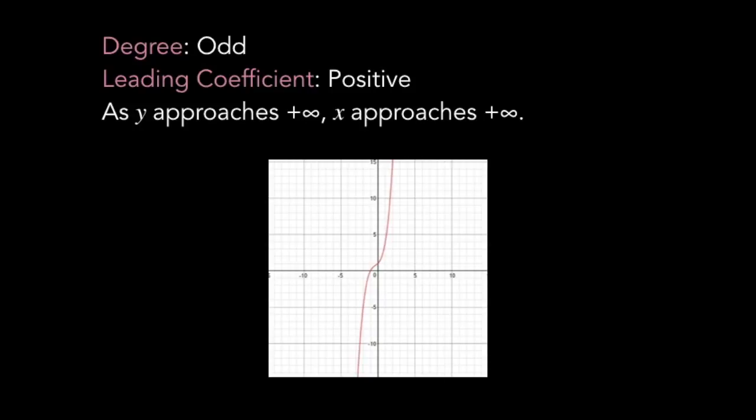In this graph, as y approaches positive infinity, x approaches positive infinity for the part of the line going up, and as y approaches negative infinity, x approaches negative infinity for the part of the line going down.